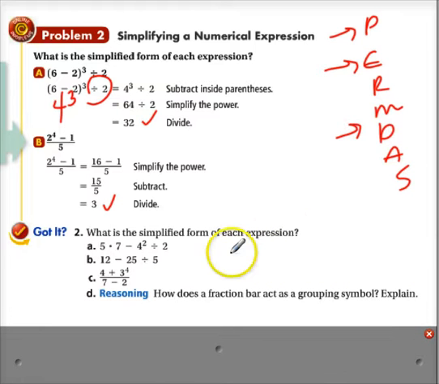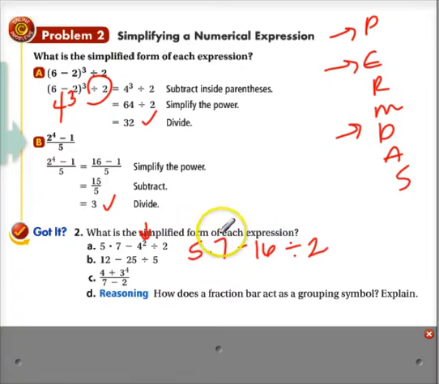All right, let's do another example together. We'll do A. 5 times 7 minus 4 squared divided by 2. I see an exponent that I want to do first. So I'm going to rewrite this. 5 times 7 minus, well, 4 squared is 16. And then divided by 2.